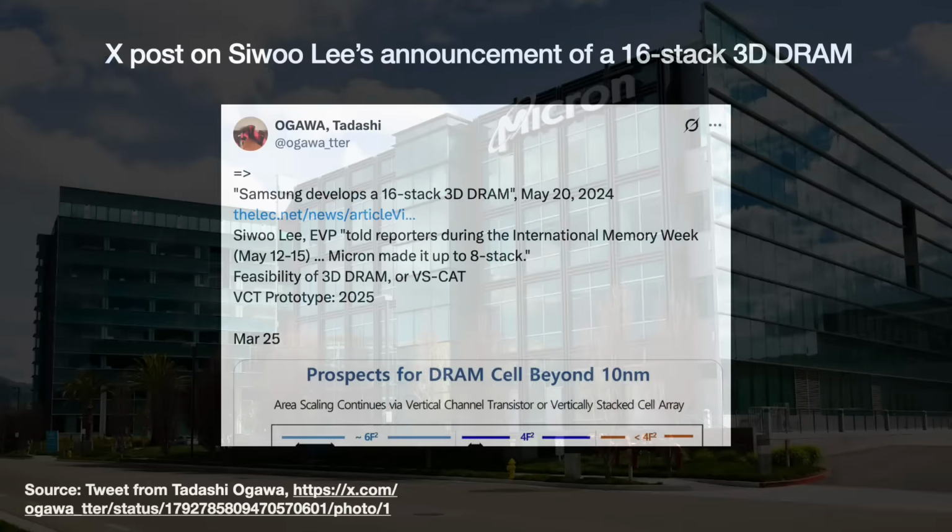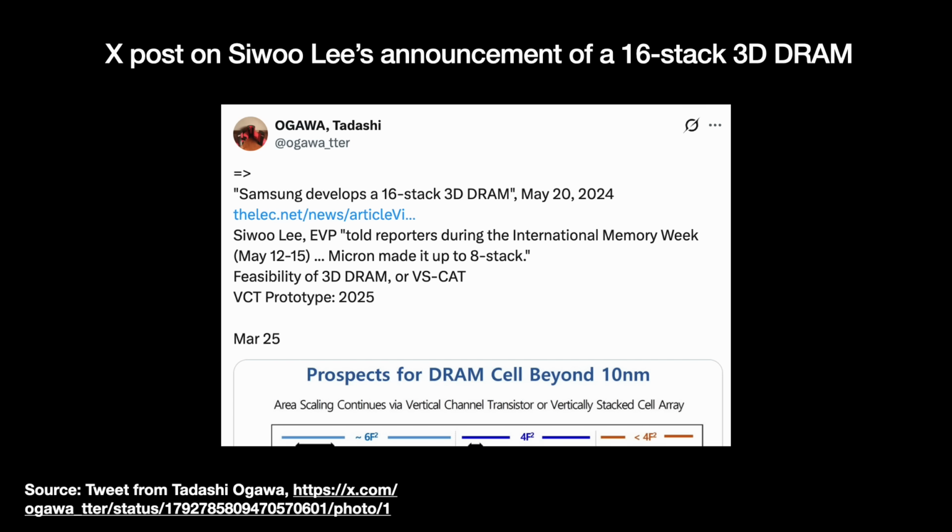In May 2024, a Samsung EVP reported at a conference that they completed a 16-stack 3D DRAM, which they called vertically stacked cell array transistor or VSCAT style. That Samsung EVP also apparently said that Micron had made it up to an 8-layer 3D DRAM stack, though I must note that I haven't seen any other sources on this.